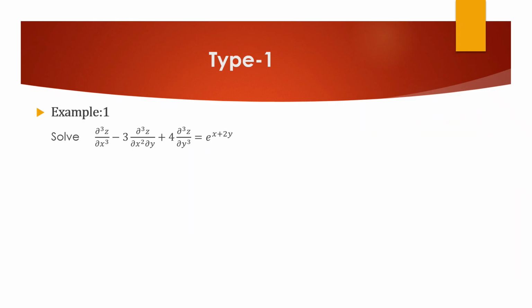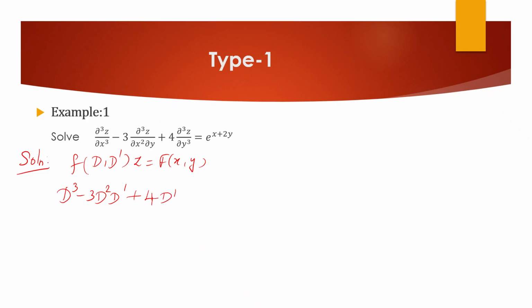This is our first example. First we are going to rewrite the given equation in the form f of D comma D dash into z is equal to a function of x comma y. That is, on the left hand side it is D cube minus 3. Here we can take this as del square z by del x square and del z by del y. So the middle term is 3 into D square into D dash, plus the last term is 4 into D dash cube into z is equal to e power x plus 2y.